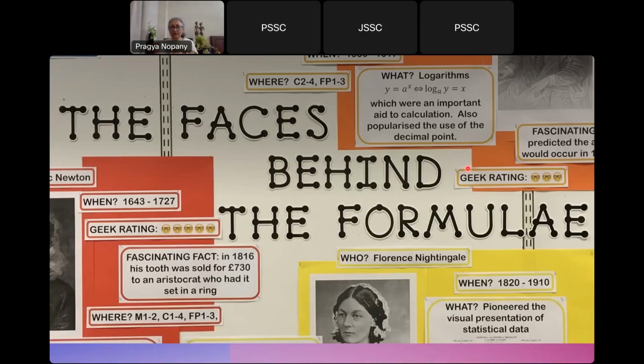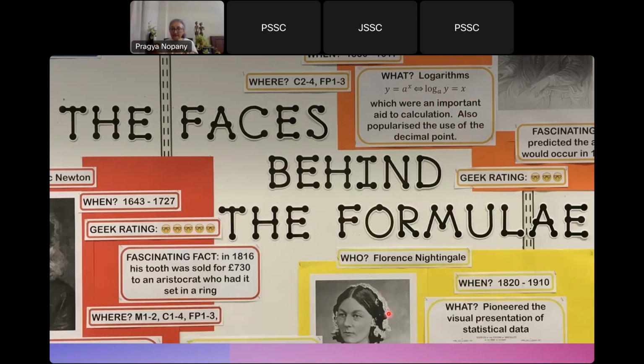I'll show you one of them, like this. So, what is this logarithm? Y equal to a raised to power x equal to log y to the base a equal to x, which were an important aid to calculation, also popularized the use of decimal point.